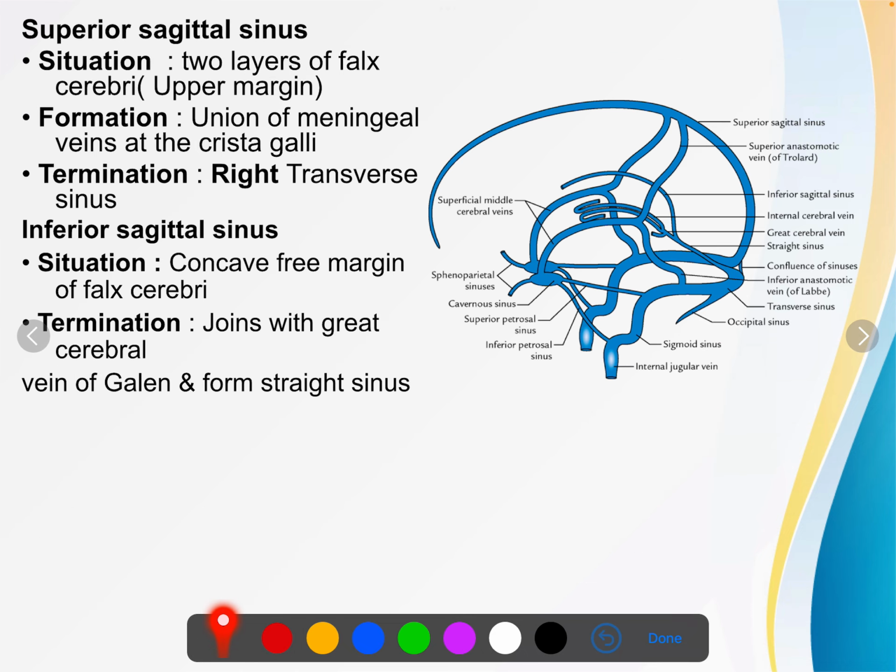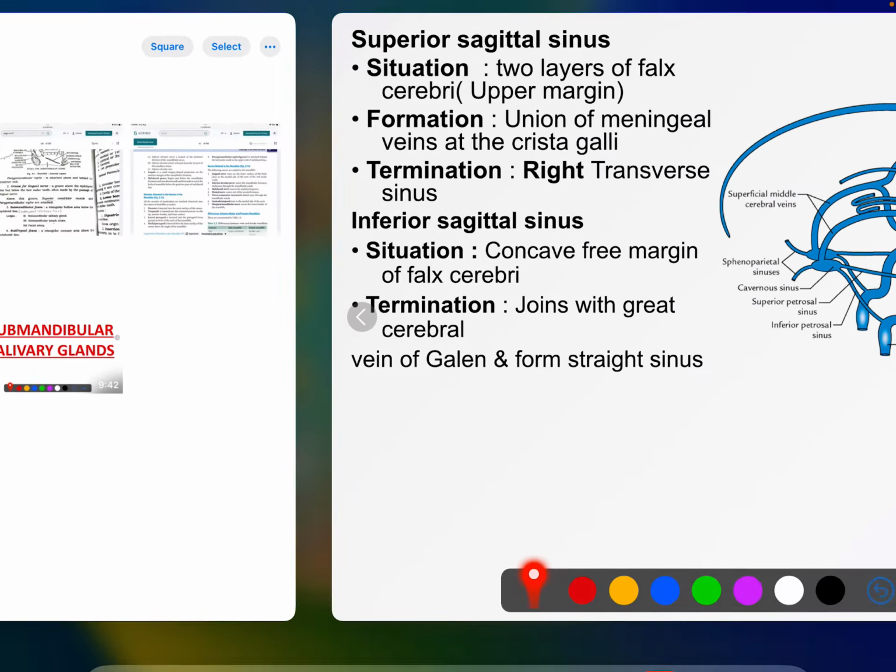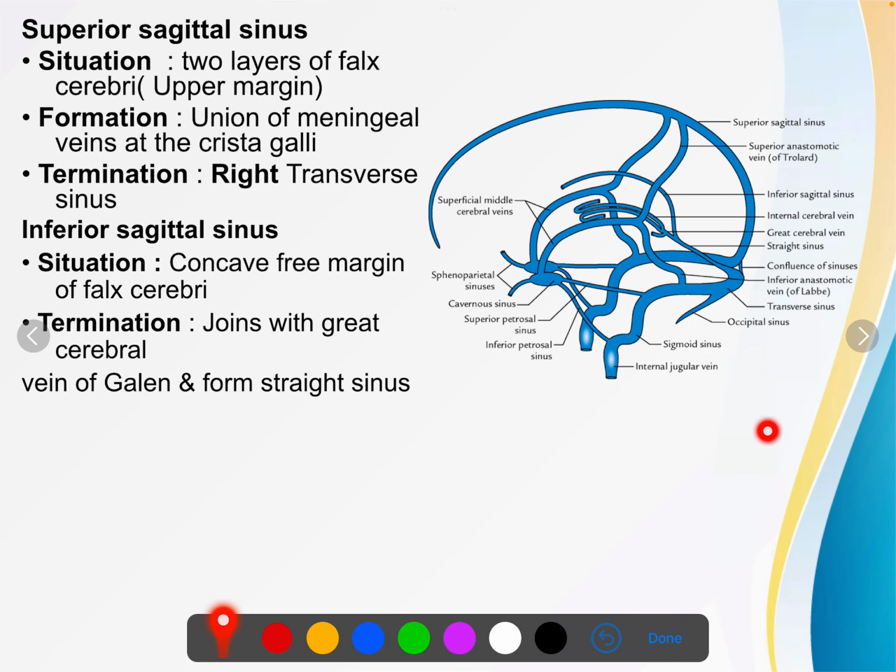The next one, that is the superior sagittal sinus. The superior sagittal sinus is situated on the two layers of the falx cerebri, present on the upper margin, and it is formed by the union of the meningeal vein of the crista galli, and it terminates into the right transverse sinus.